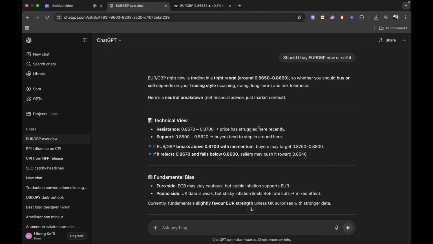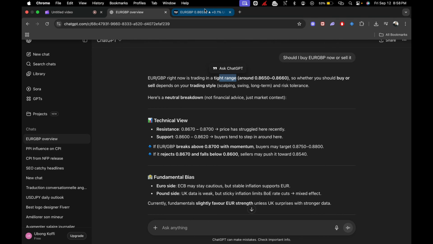So going to ChatGPT to ask if I should buy or sell, you see what ChatGPT is telling me? Euro JPY is now trading in a tight range. Can you see what ChatGPT is saying? Which is exactly what we just saw on the chart.